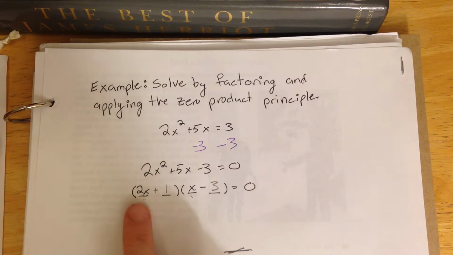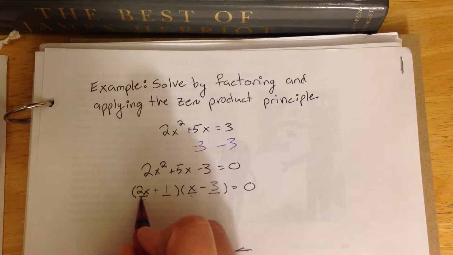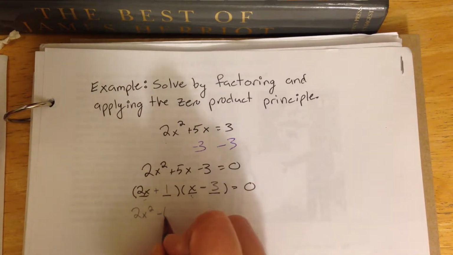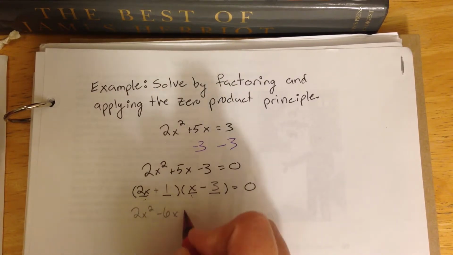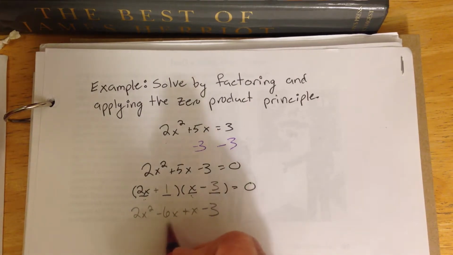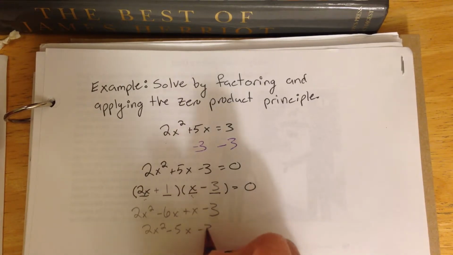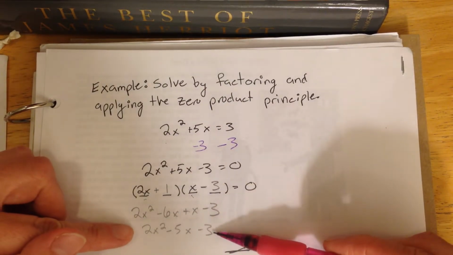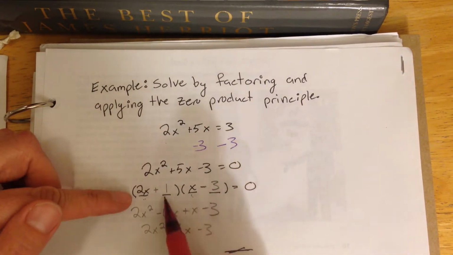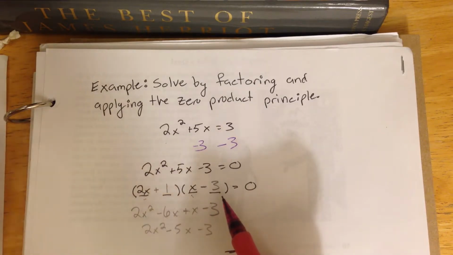Now I'm going to multiply this back out and see what I get. When I multiply this, when I FOIL it, I'll get 2x squared minus 6x plus x minus 3. And when I combine these 2 middle terms, I get 2x squared minus 5x minus 3, which is not quite what I have up here. So this is not the correct factorization. However, it gives me a hint as to what the correct factorization might be.